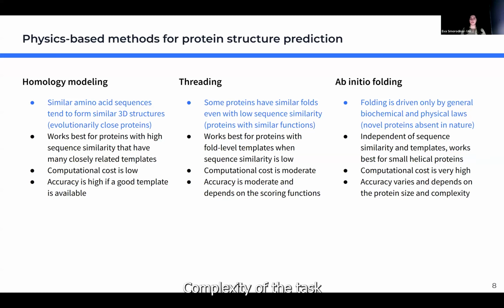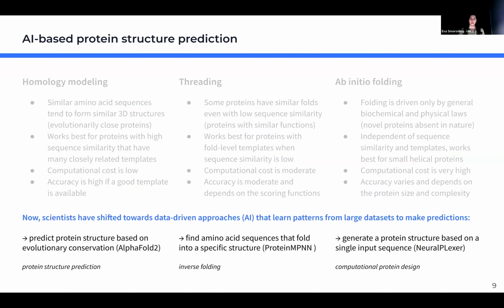The complexity of the task grows from homology modeling to ab initio folding, and now scientists shift toward AI models, though the ideas and general principles behind AI models to addressing structure prediction are similar to the principles in homology modeling, threading, and ab initio folding. For example, the famous AlphaFold3, the model that is able to predict protein, and actually not only protein structures, relies a lot on evolutionary conservation, which is also used in homology modeling.